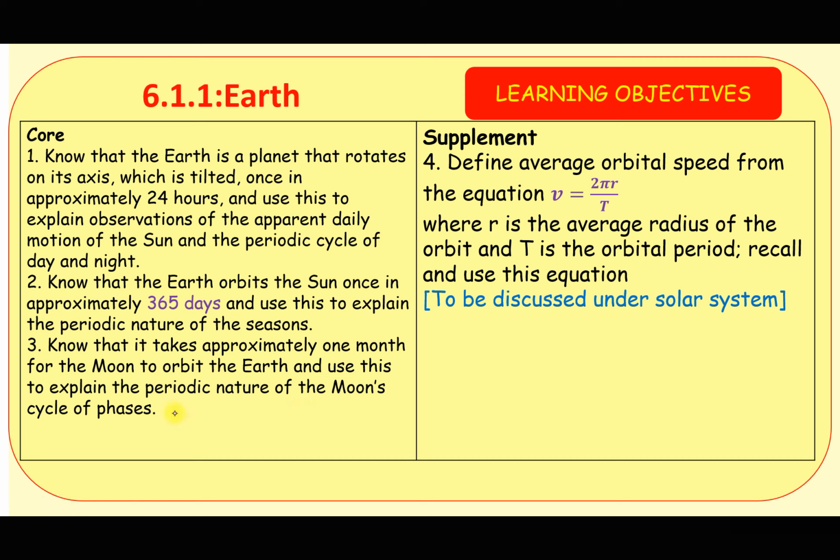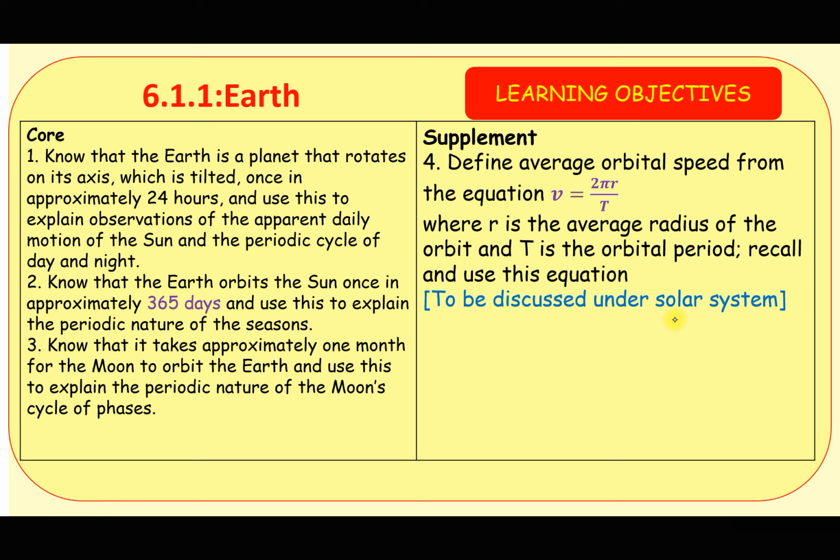We are supposed to define average orbital speed from the equation v equals 2 pi r over t, where r is the average radius of the orbit and t is the orbital period. We should recall and use this equation. Unfortunately, in lesson 1, I will not discuss this equation under the Earth. I will be discussing it under the solar system, and I think that will be lesson 2.